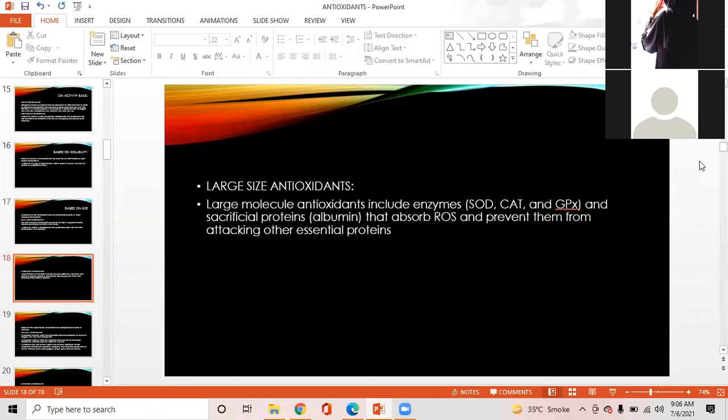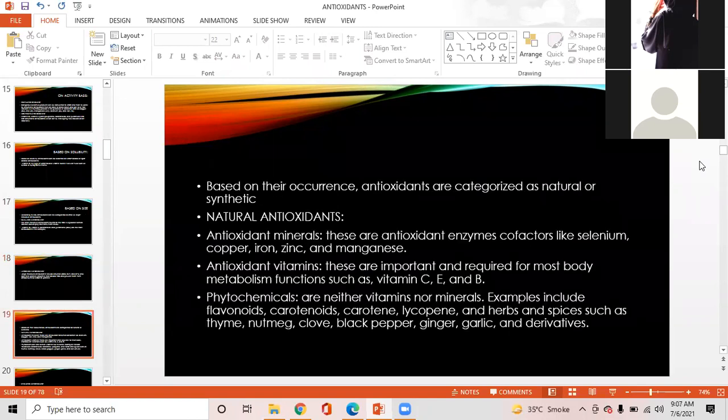Large size antioxidants. Large molecule antioxidants include enzymes and sacrificial proteins like albumin that absorb reactive oxygen species and prevent them from attacking other essential proteins.